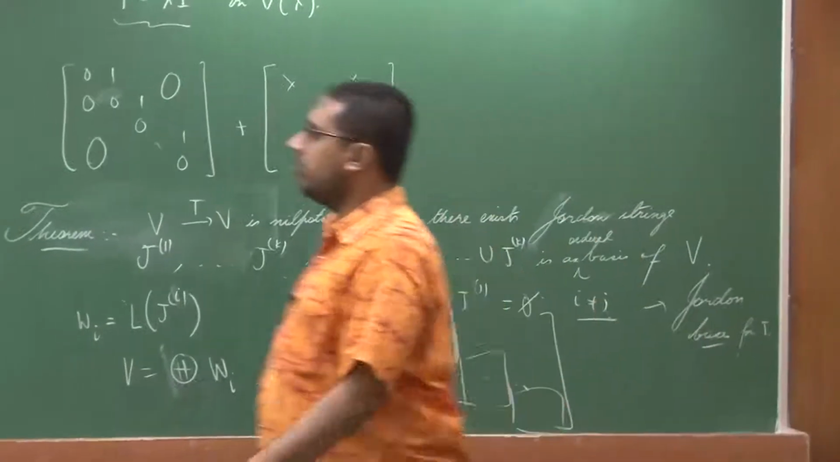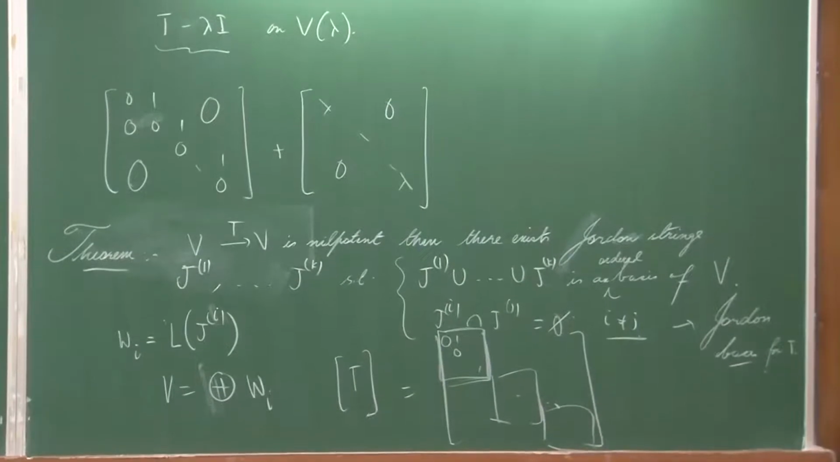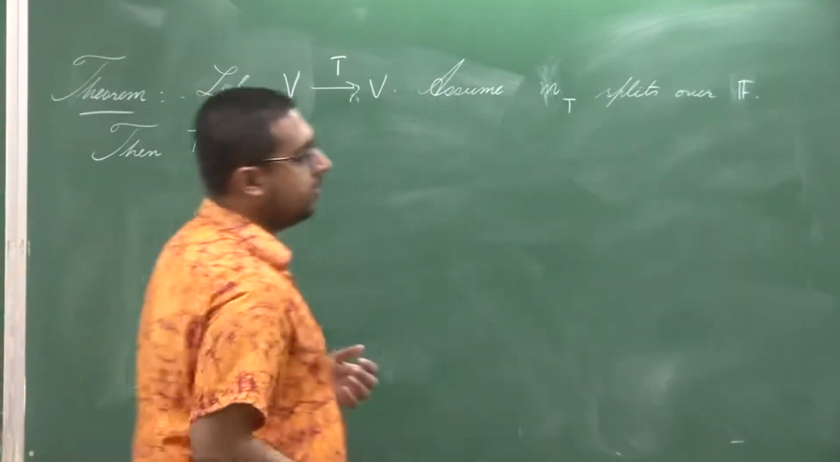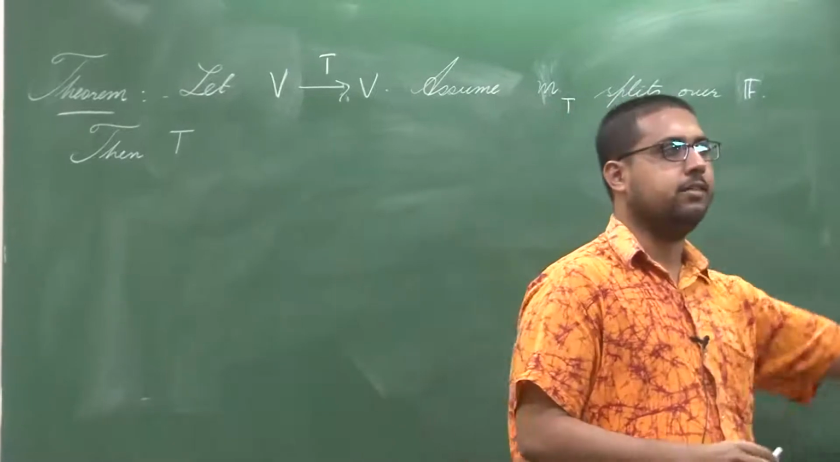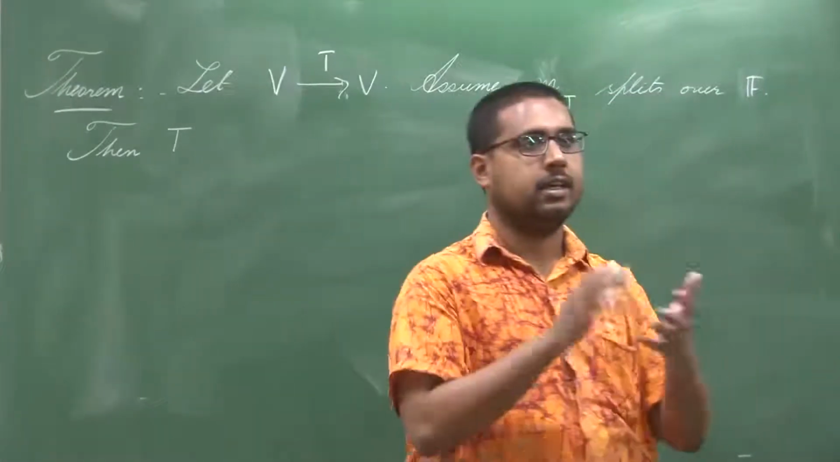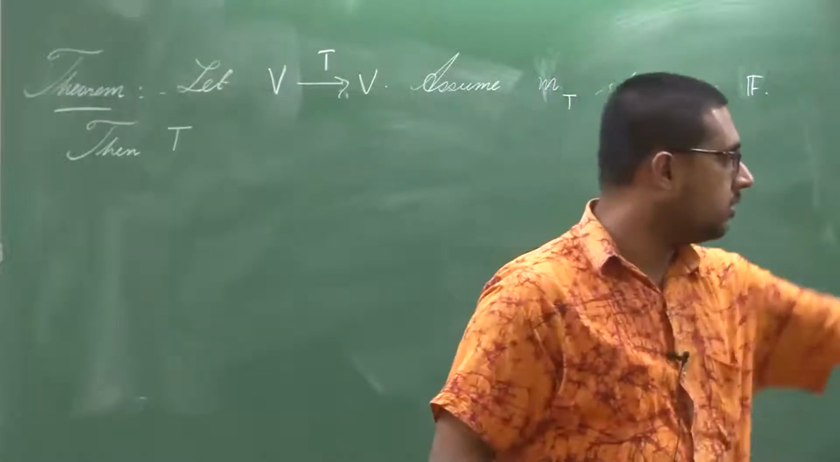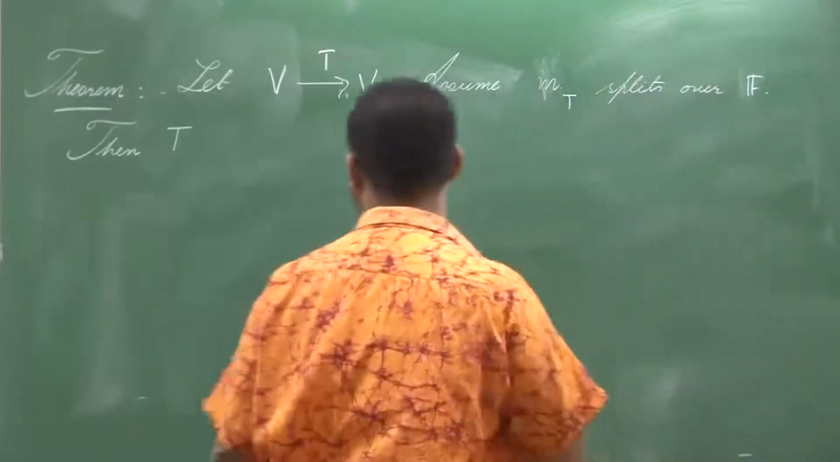Okay. So then T has a Jordan basis. Try to understand, usually we call the vector space as a basis, but here we are slightly deviating. We see that T is having a Jordan basis. What it means is there is a basis of V which is also a Jordan basis for T.